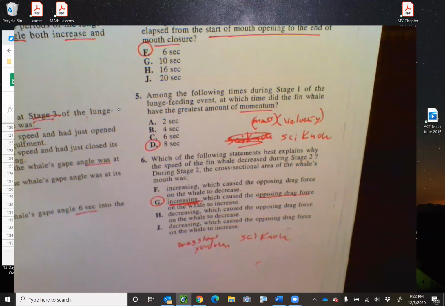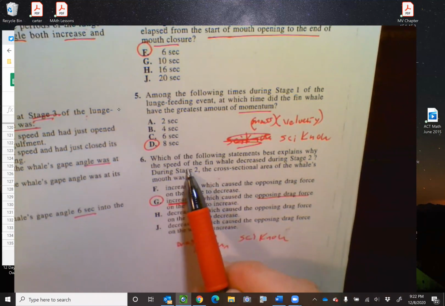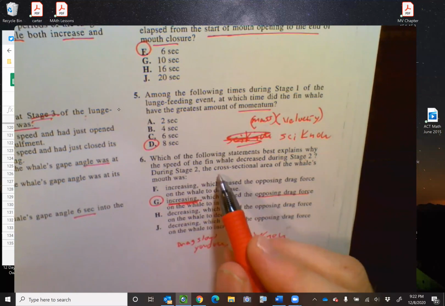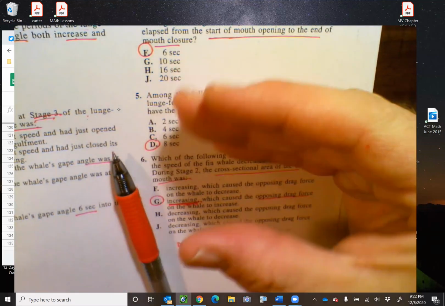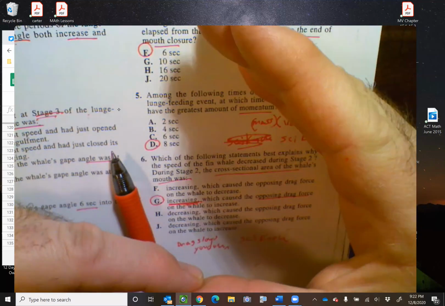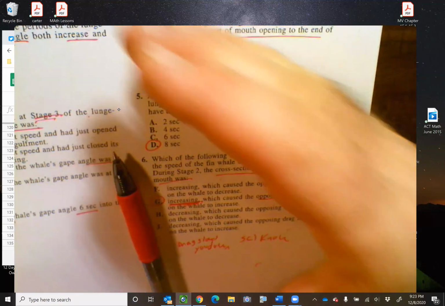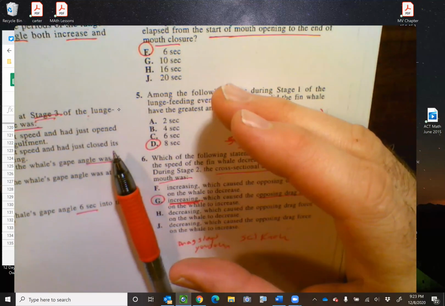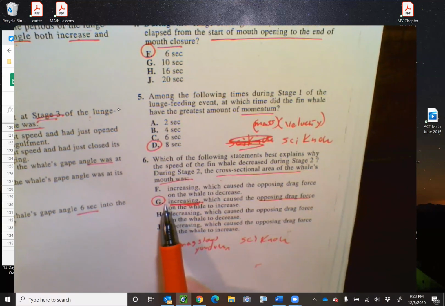And the last one, number 6, again, it's science knowledge. Which of the following statements best explains why the speed of the fin whale decreased during stage 2? Well, during stage 2, the cross-sectional area of the whale's mouth, so that means the whale's mouth is opening, right? As that opening keeps getting larger and larger, the whale's going to have a lot of drag, right? It's like trying to walk into the wind. As you increase that, he's getting less streamlined and he's going to have a lot more drag. So it's going to be letter G.